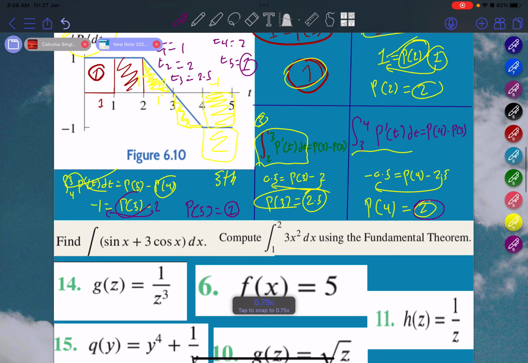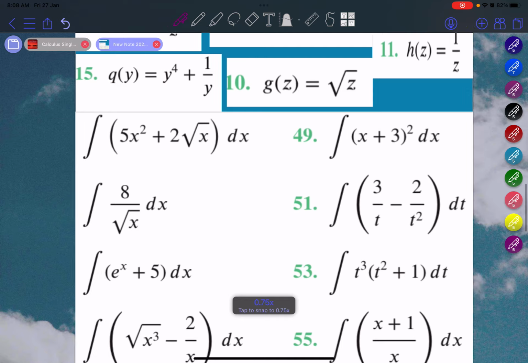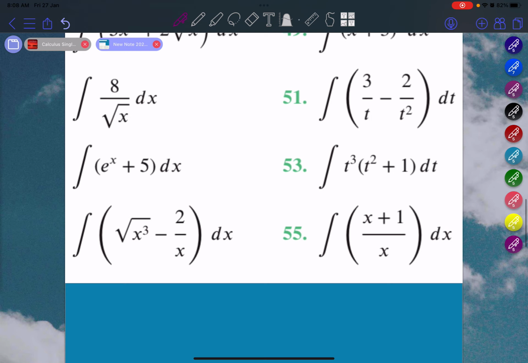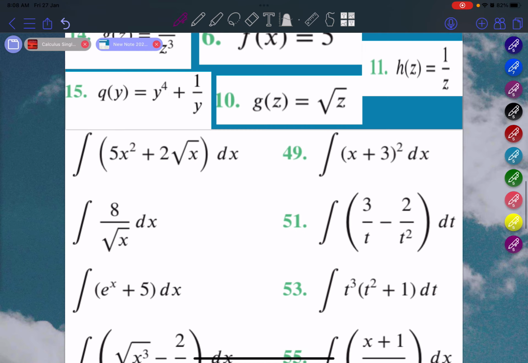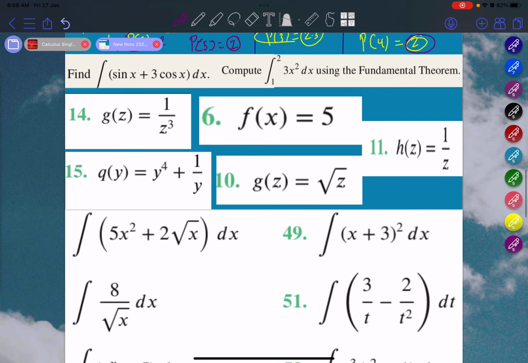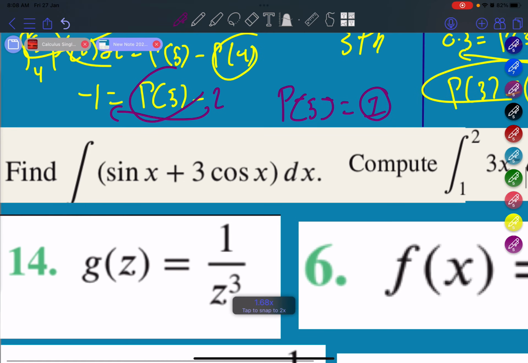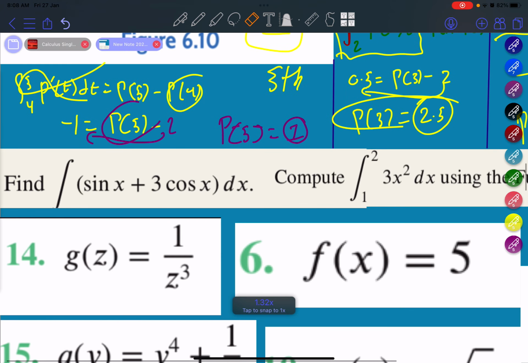Okay, moving on to lesson 6.2. We have a couple of questions, multiple exercises. Luckily, most of them we won't do, but let's integrate sine x plus 3 cosine x dx.